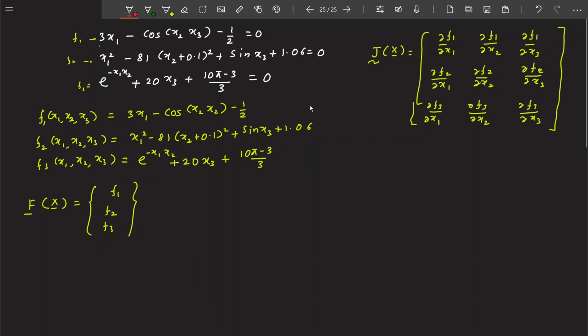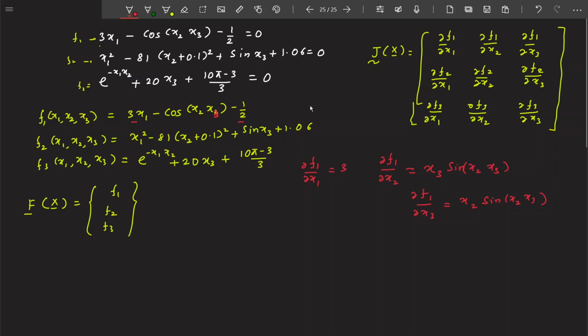So if you take the derivative of f1 with respect to x1, since this is a partial derivative, this is going to be constant, this is going to be constant, so the derivative comes out to be 3. If you take the derivative of f1 with respect to x2, again this is a partial derivative, this becomes constant, this becomes constant. You just have to take the derivative of this, and the derivative of course has a minus sign, but again if you see, this is x3. Okay, so the result comes out to be x3 sine x2 x3. And again if you take the derivative of f1 with respect to x3, the solution comes out to be x2 sine x2 x3.